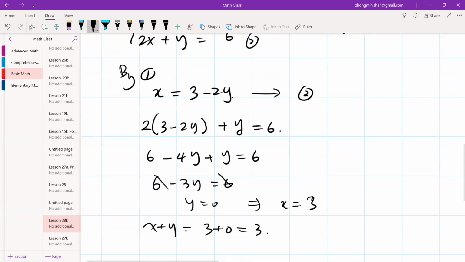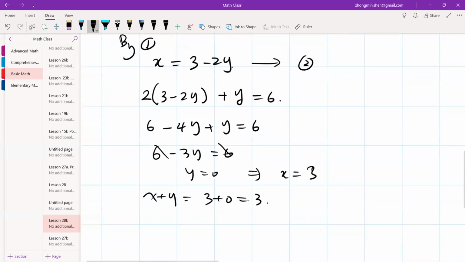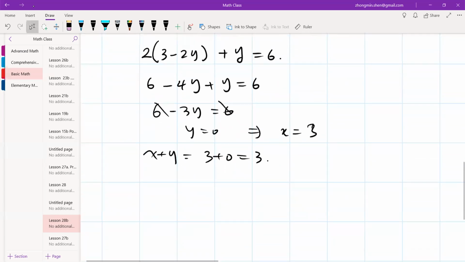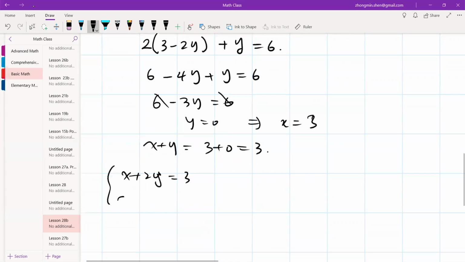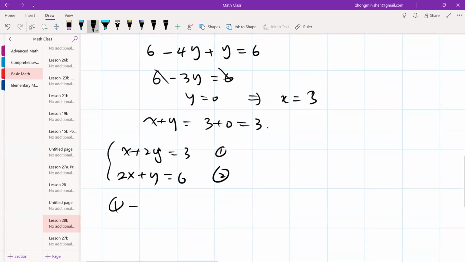Right? So you get the answer for the value of x plus y, but through the values of x and y. But there's a quick way to do it. Let's go back to the equations x plus 2y equals 3, and 2x plus y equals 6. You just add them together, equation 1 plus equation 2. You get 3x plus 3y equals 9.